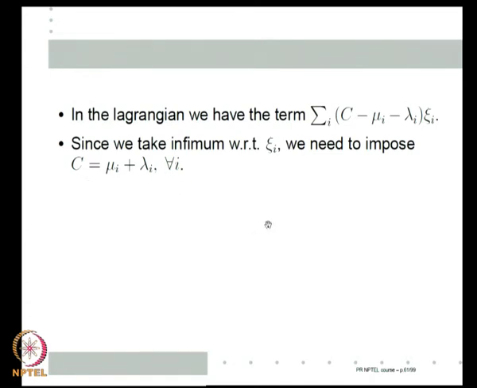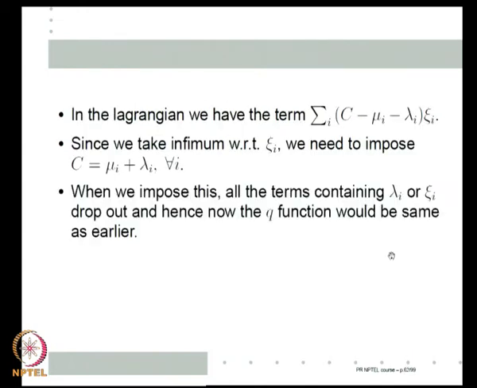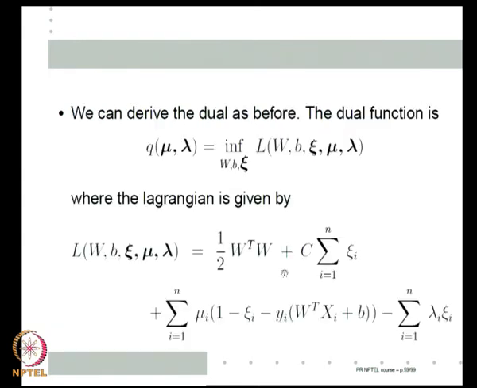When we consider mu and lambda such that for each i, mu_i plus lambda_i is equal to C, then all the J_i terms will drop out. For each J_i I get a C minus mu_i minus lambda_i, and similarly all the lambda terms drop out. The moment I impose C equal to mu_i plus lambda_i, all terms containing either lambda_i or J_i drop out of the expression. Once they drop out, what is left is the old expression, and I need to find the infimum with respect to W and B, and we already know that is the old Q function.